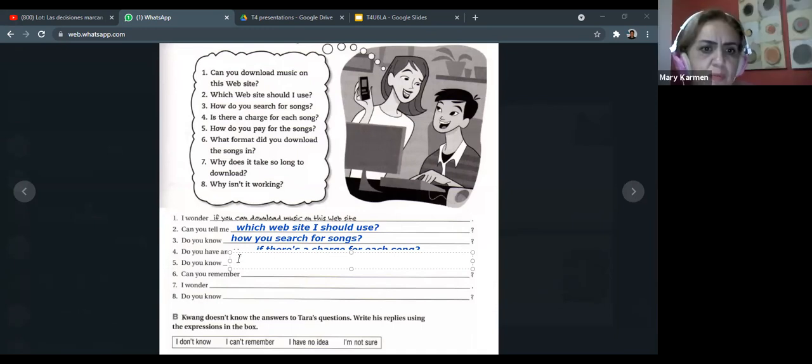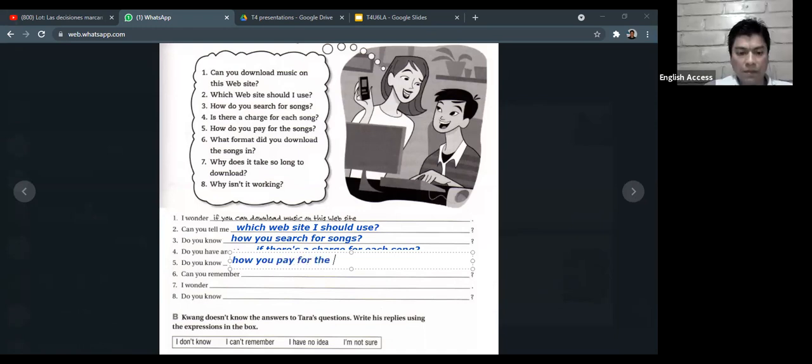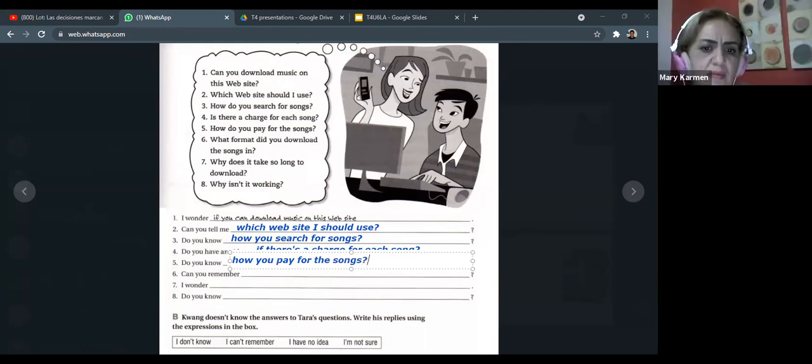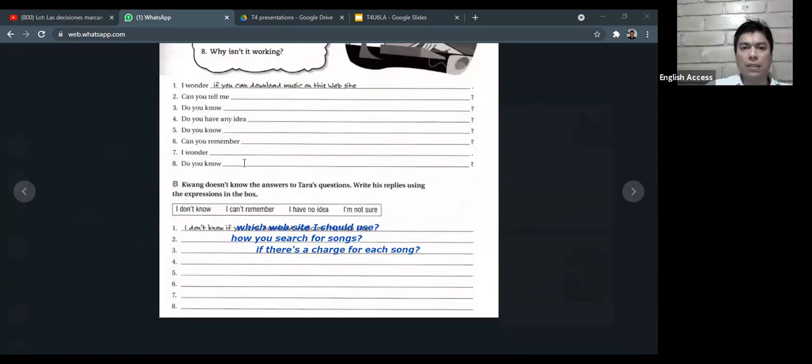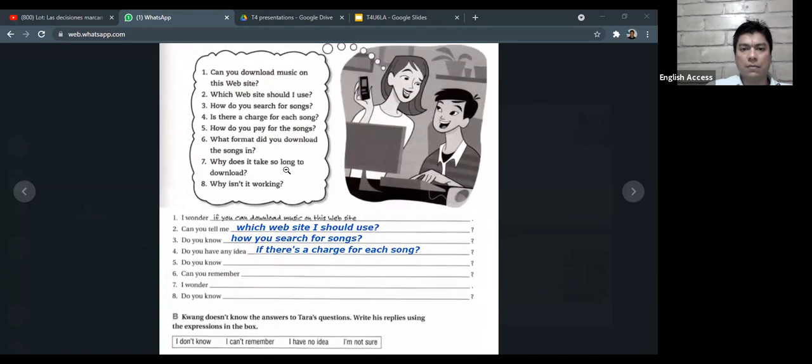Do you know what format? How do you pay for the songs? How you pay for the sounds? What did this thing do? Oh, there it is. All right.